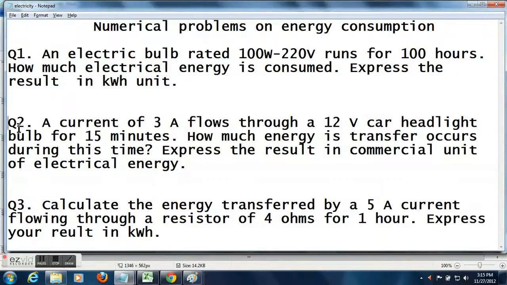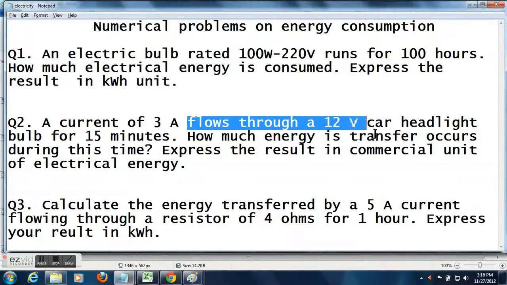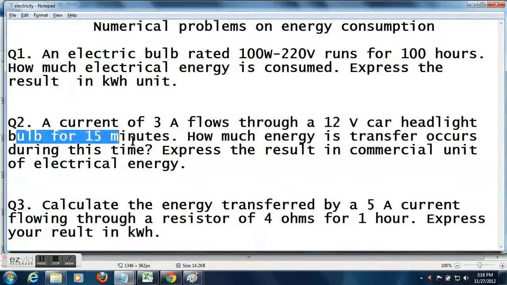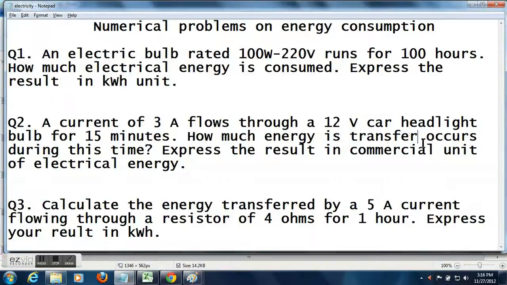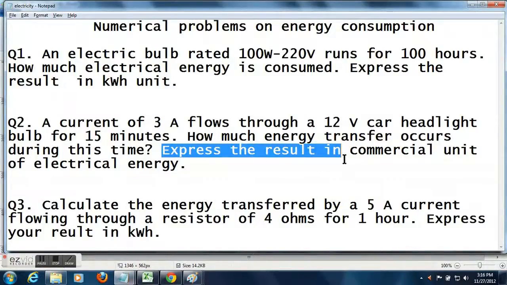Numerical problem number 2. A current of 3 ampere flows through a 12 volt car headlight bulb for 15 minutes. How much energy transfer occurs during this time? Express the result in commercial unit of electrical energy.